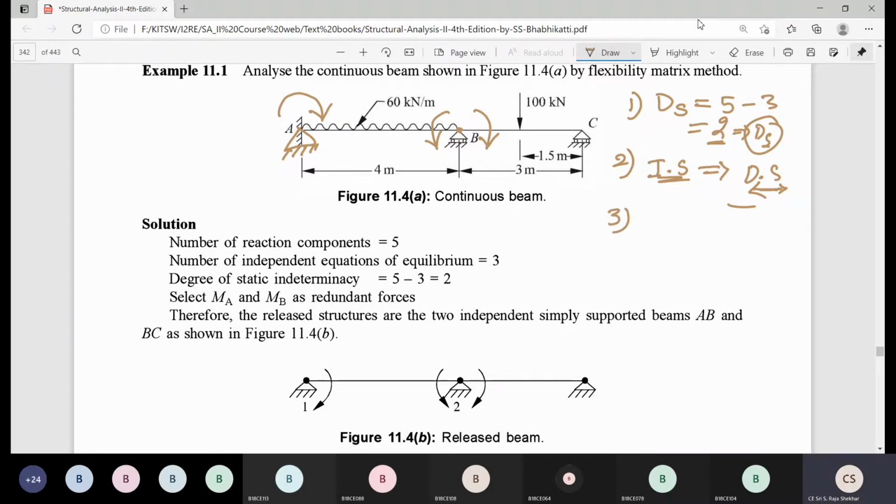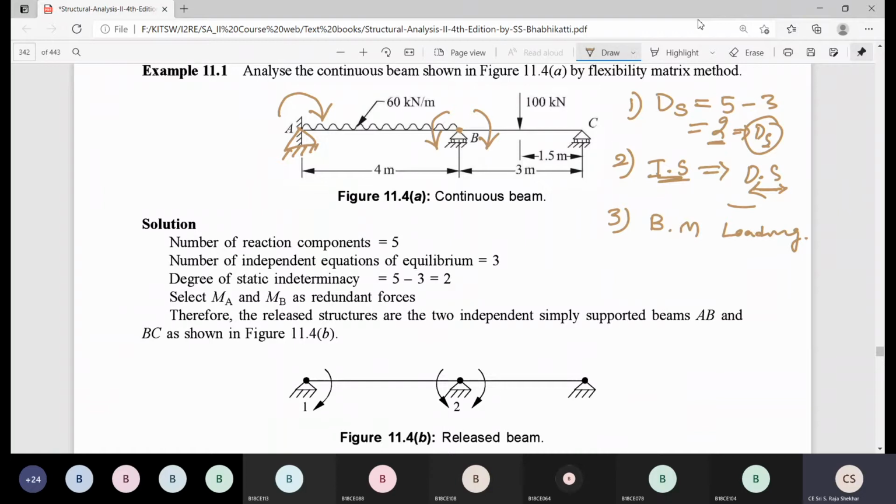We need to draw the bending moment diagram due to loading. Bending moment diagram due to loading we need to draw by considering the two individual simply supported beams. We need to draw the bending moment diagram due to applied load.